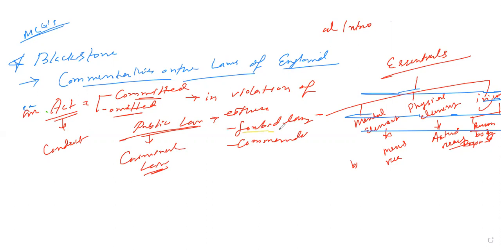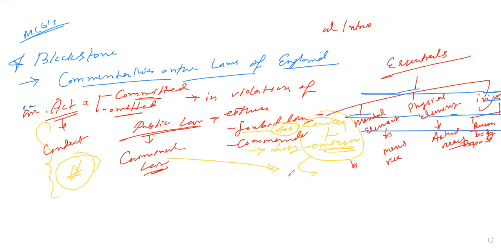So here, forbidding means it is an act. Commanding means it is a duty to do, and omission will amount to an offense. So act and omission. It is commission, and it is omission. These are called crime. So this definition appears to be very convincing.